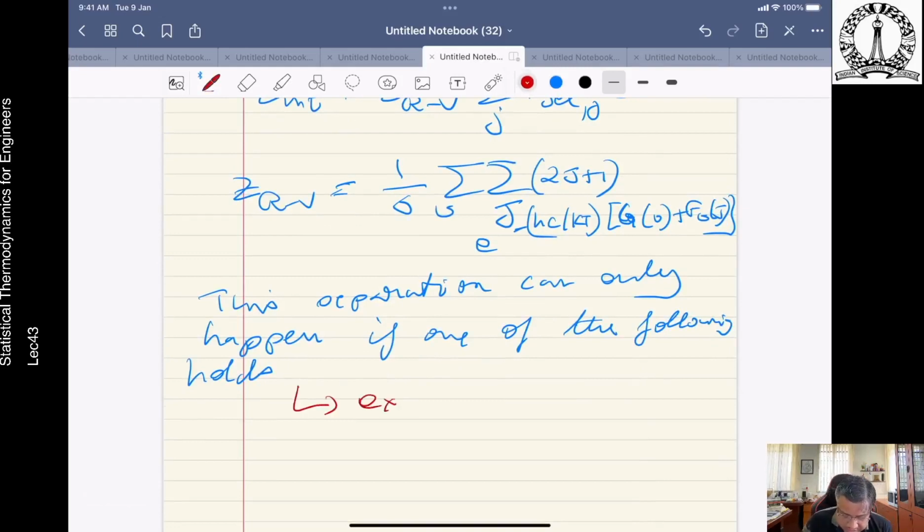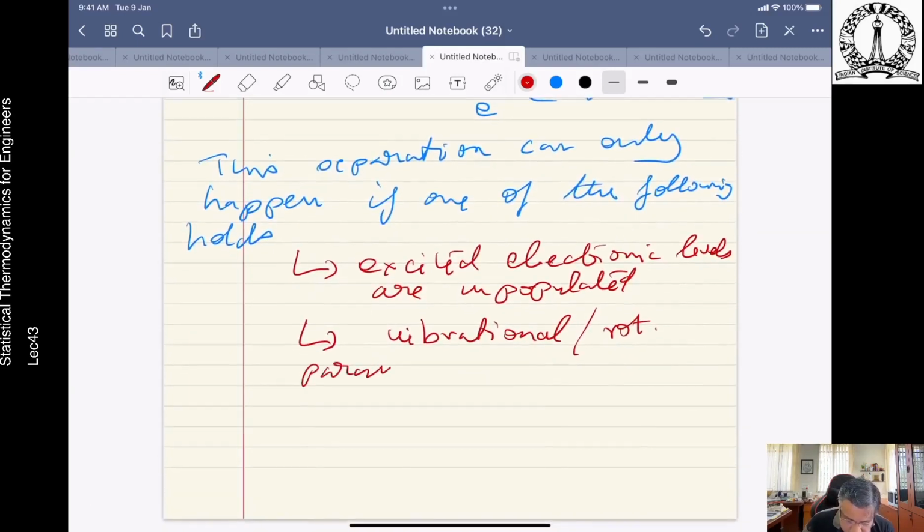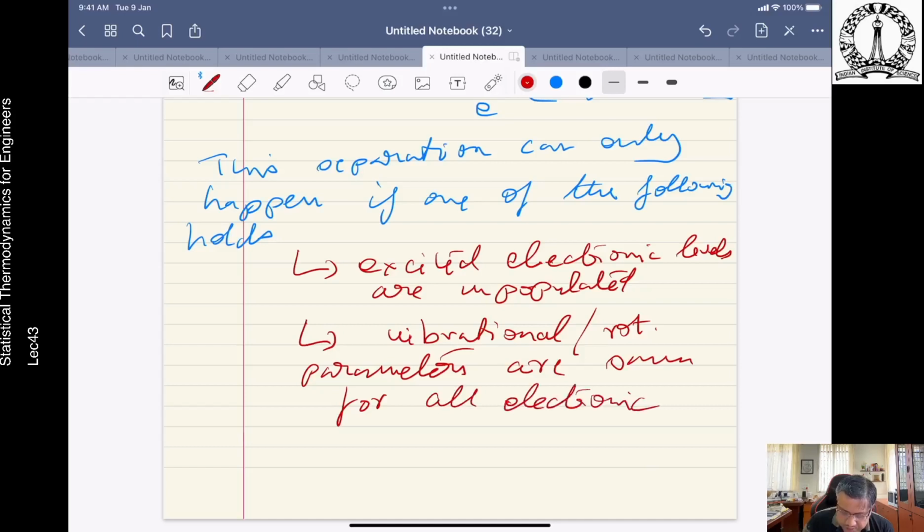So these will be like, the excited electronic levels are unpopulated. So basically you're taking one electronic mode out of the picture. And the second one is that the vibrational and rotational parameters are essentially the same for all electronic modes, either one of these two.